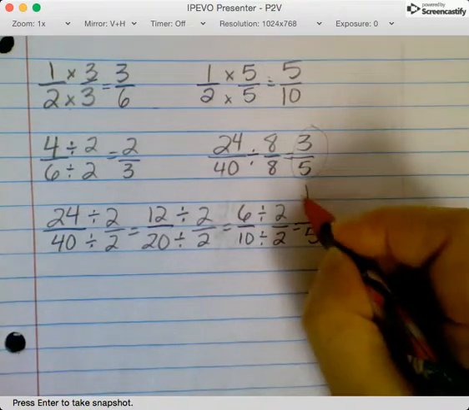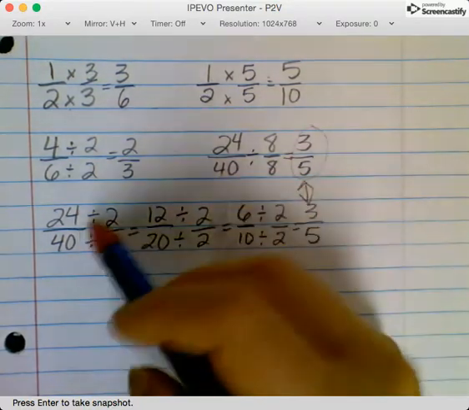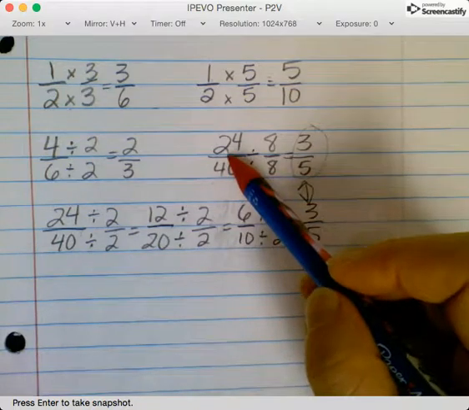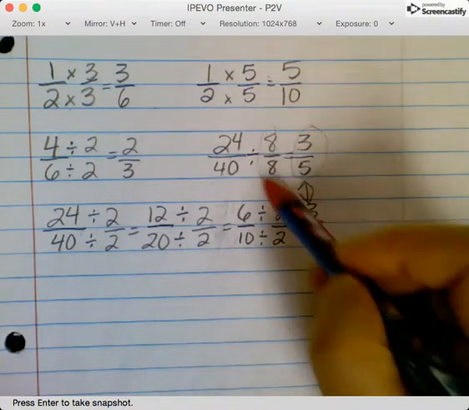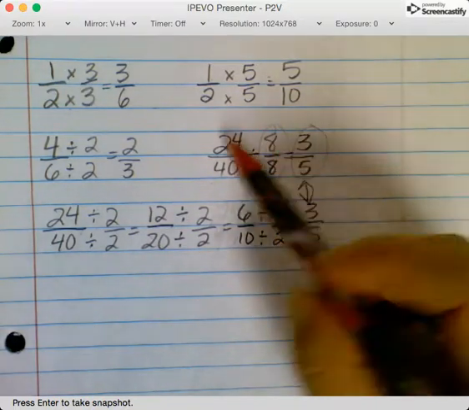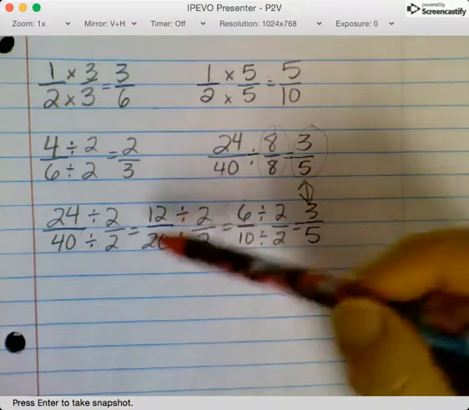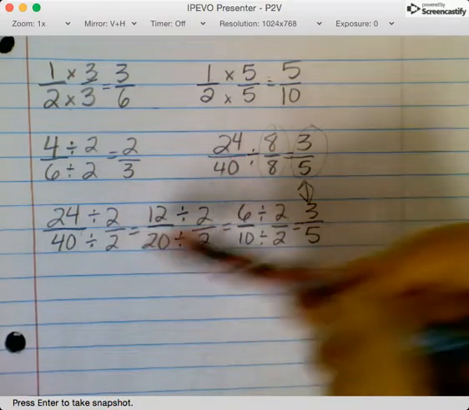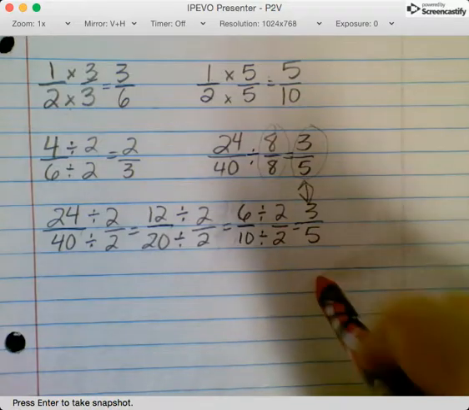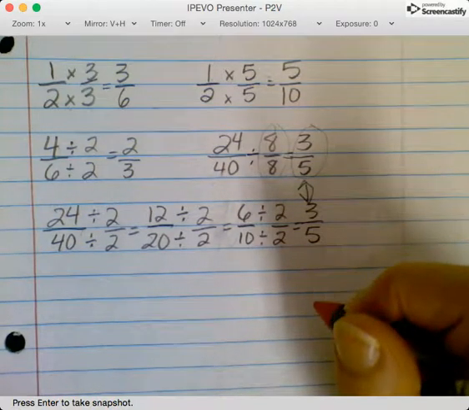So again, I would get the same answer regardless of whether I divided by the greatest common factor, which is the biggest number that goes into both, or if I just divided and divided and divided until I could no longer divide. I would still come up with the same answer.